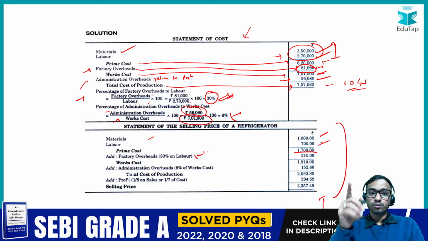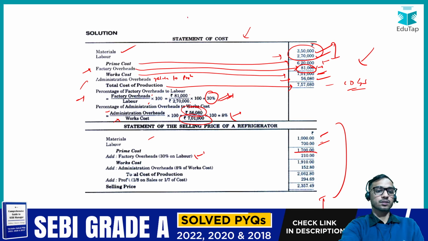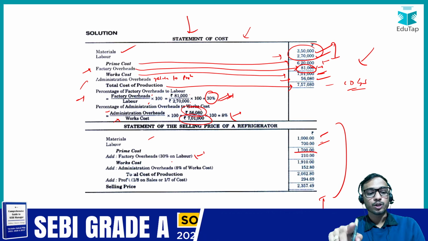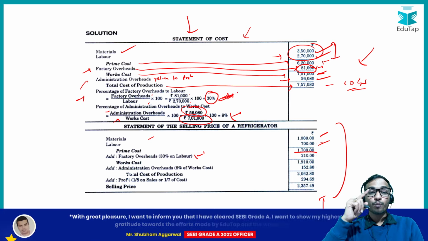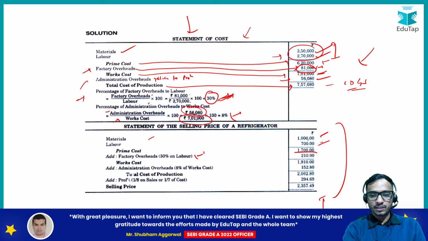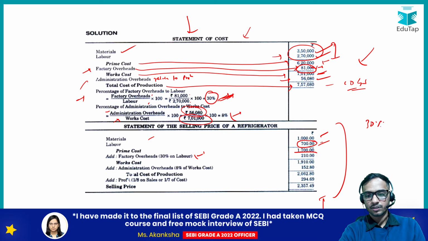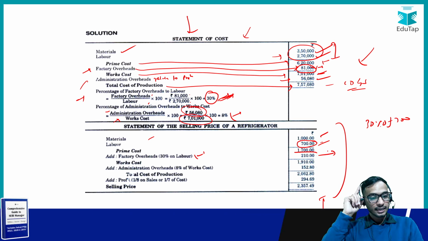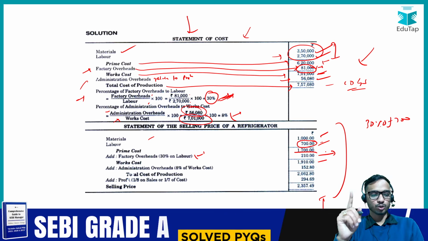Now, what I told you in the previous table is that when you have to calculate the factory overheads per unit, you are going to take 30% of per unit labor. So when you calculate 30% of 700, you are going to get 210. Then you will have your works cost.